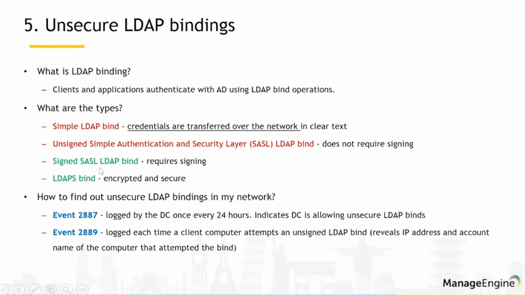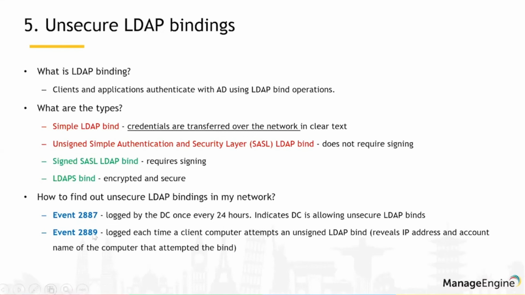That's what we need. But how do you know whether your servers are allowing unsecure communications? Well, your logs will be logging 2887 and 2889. It's high time that we configure and capture this. If you do not know how to configure and how to capture, just drop me a message. I'll send the doc to you.